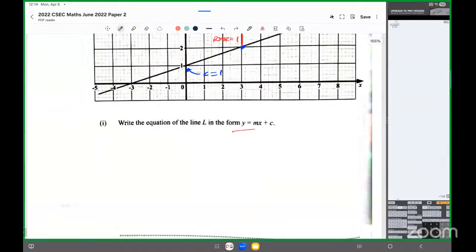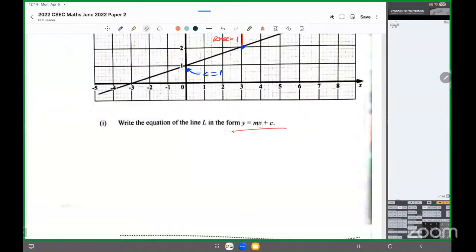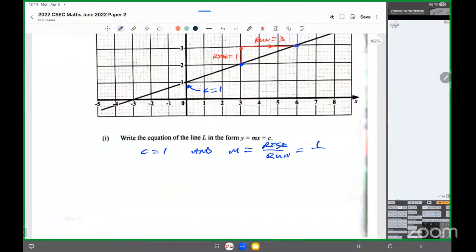Write the equation in this form, y equals mx plus c. You can write it down. c is 1. I have this on the diagram. I'm leaving it on the diagram. But c is equal to 1. And the gradient m is rise over run. I have the rise and the run on my diagram, which becomes rise 1 over run 3.